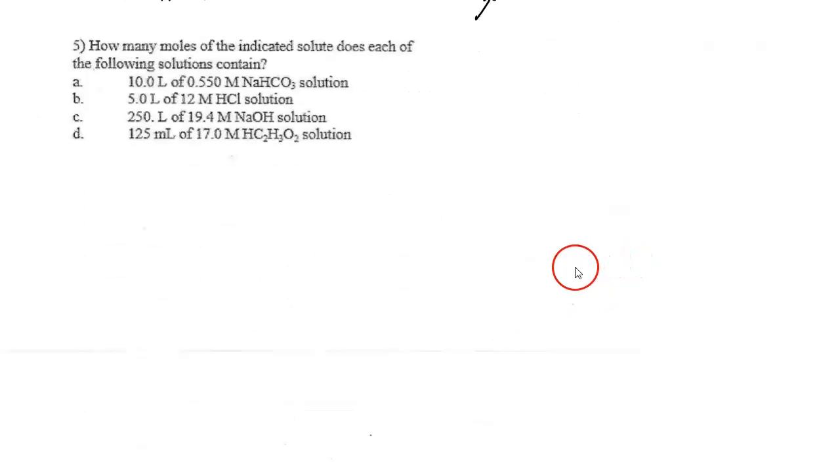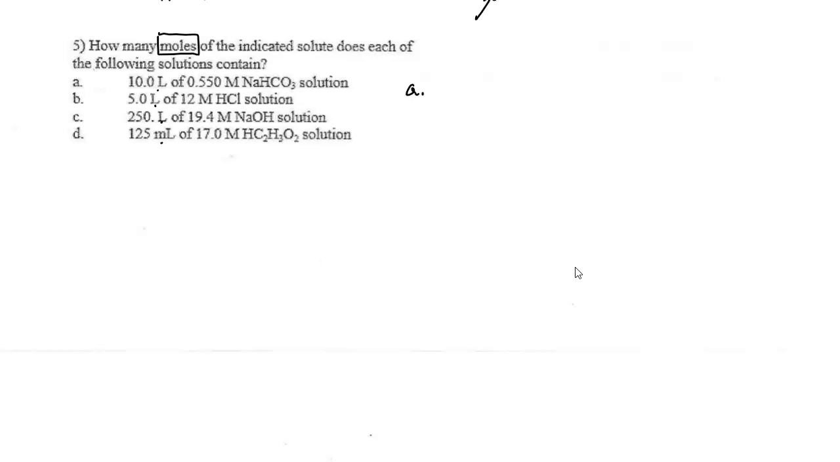Next, number 5. The question is, how many moles of solute are used in these solutions? And what we're given about the solutions is we're given the volume. In 3 cases, the volume is in liters. 1 time it's in milliliters. And the other thing we're given is the molarity.